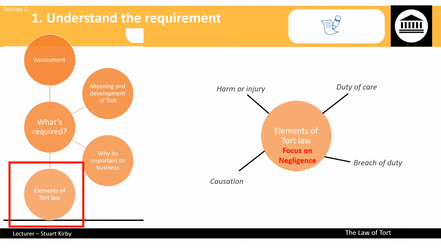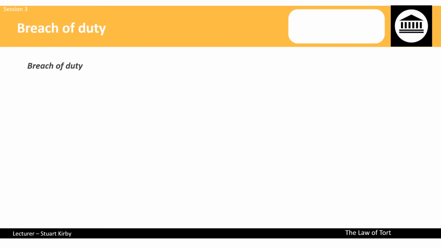So we looked at the case of Donoghue versus Stevenson, and we were able to apply the 3-stage test there. So we've been able to look at some previous case law already and see how that 3-stage test works. So now we want to move on and talk about the breach of duty.